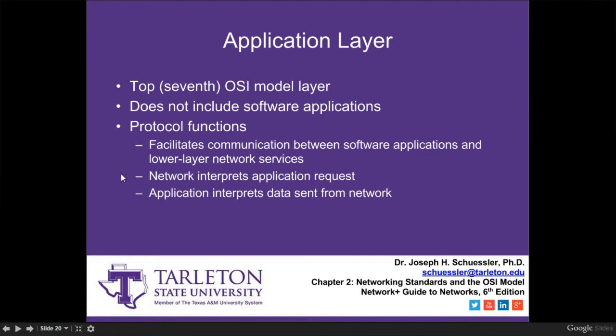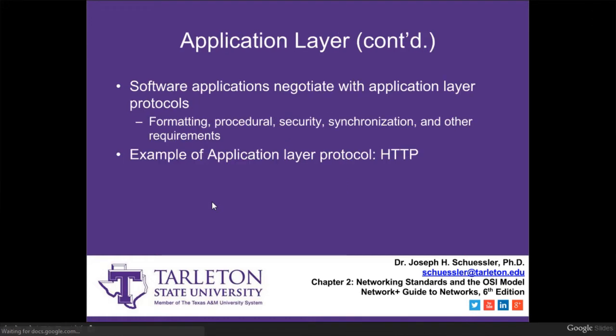So that top layer is the application layer. Like I said, this is not to be confused with the software application that we might be interacting with. This is referring to the application layer of the OSI model. So it does not include software applications. The function of the protocol at the application layer is to facilitate communication between the software applications, so in our example, a web browser, and the lower layer network services. It helps the network interpret application requests, and it helps the application interpret data sent from the network. So it works in both directions.